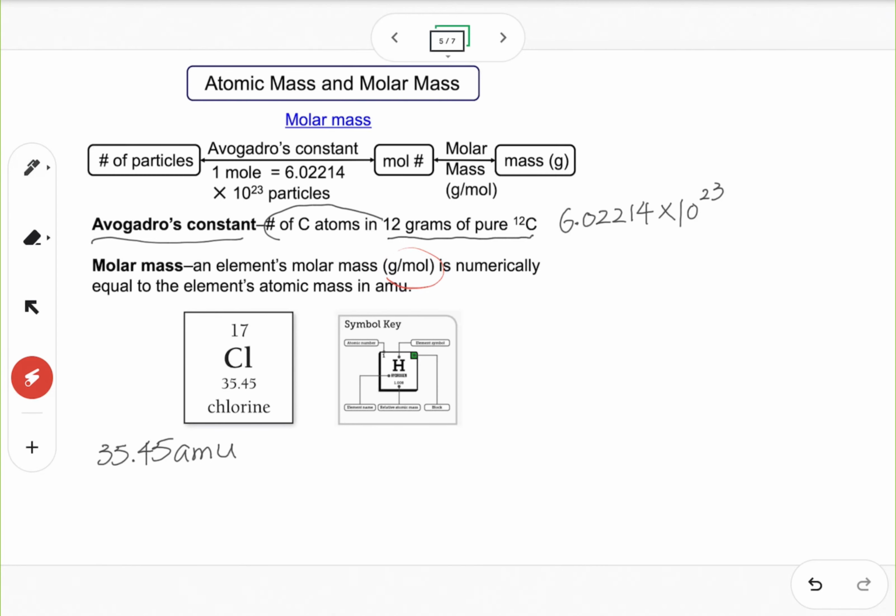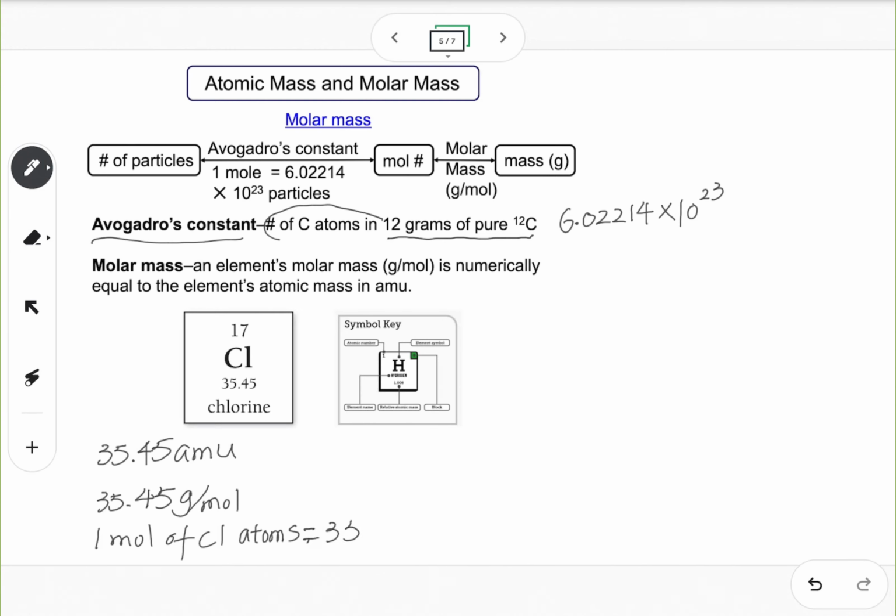According to the molar mass definition, the molar mass of chlorine, with the unit gram per mole, is numerically equal to chlorine's atomic mass. In other words, the molar mass of chlorine is 35.45 gram per mole. Another way to describe this is if you have 1 mole of chlorine atoms, then the mass of this much of chlorine atoms would be 35.45 gram. So that's what it means.